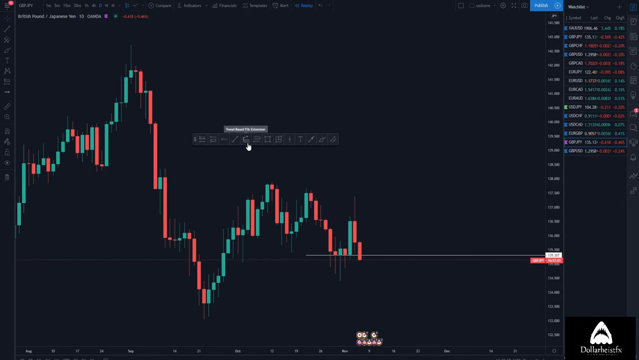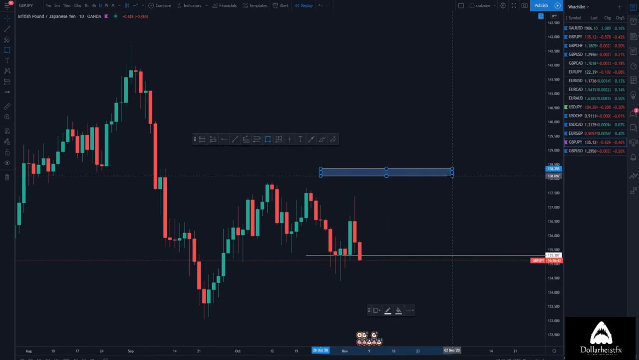Fibonacci extension is basically the one that I use for my take profit. Fibonacci retracement I don't actually use. It's not that I don't know how to use it. It's just that from my past, I don't get a really good entry when it comes to Fibonacci retracement.